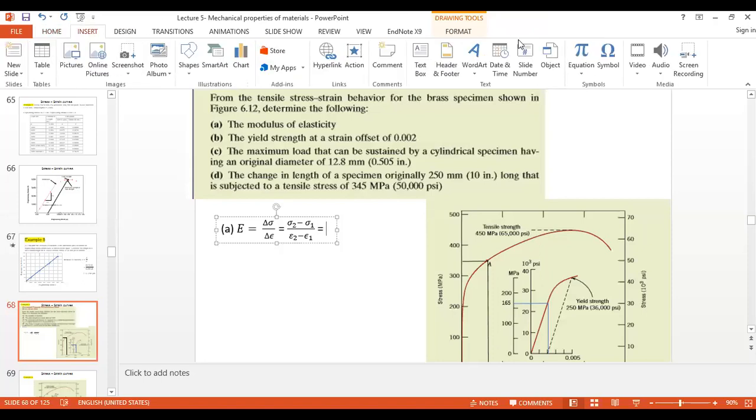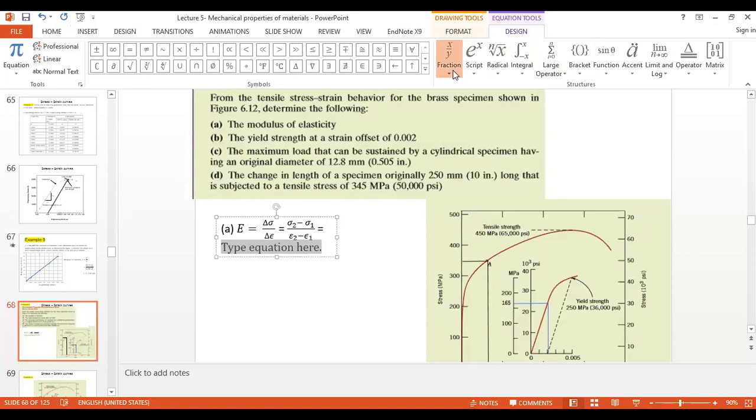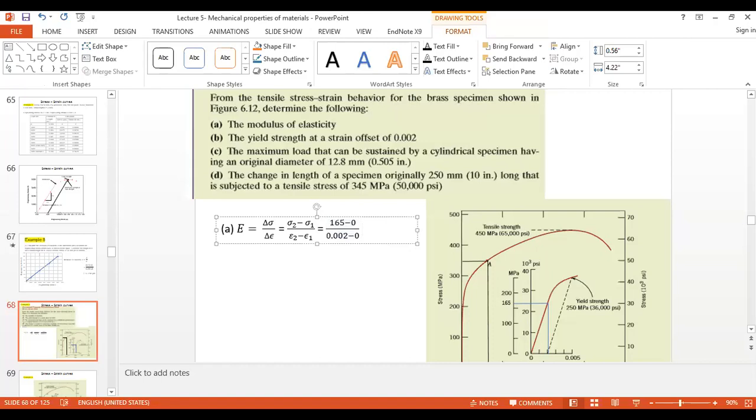So corresponding to this point, the stress value is, I already gave you, 165. Then corresponding to the other point, it is 0. So strain 0.002 minus 0, because corresponding to this point, this is the strain. I choose the point where they have drawn the offset yield strength, so it is 0.002. Once you calculate this answer, you will get 82.5 gigapascal.